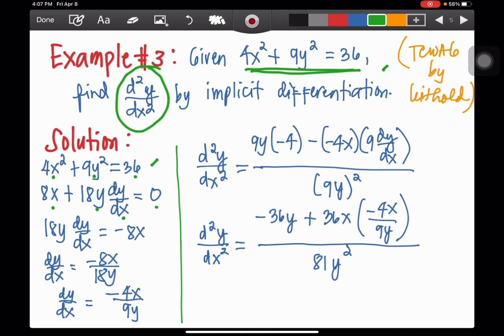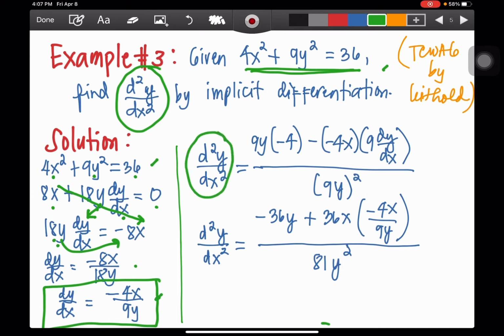Then 18y dy/dx is copied here. And 8x is transposed to the right side so that it becomes negative 8x. Then transpose 18y to the right side so that it becomes negative 8x over 18y, which when simplified is equal to negative 4x over 9y. So this one is our first derivative but not our final answer yet. So to determine the second derivative, we are going to get the derivative of this.